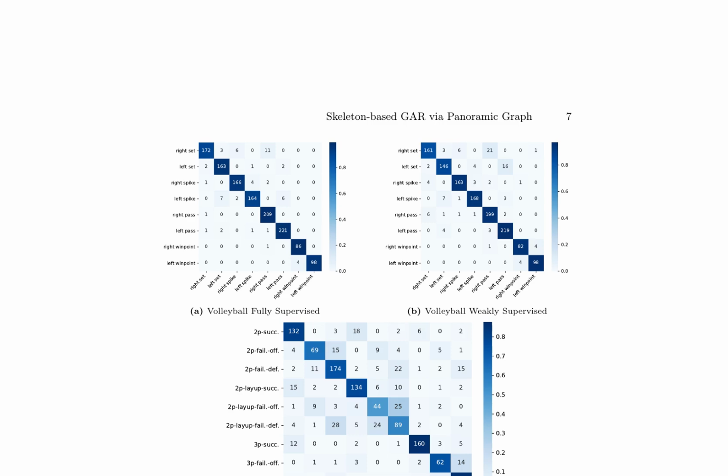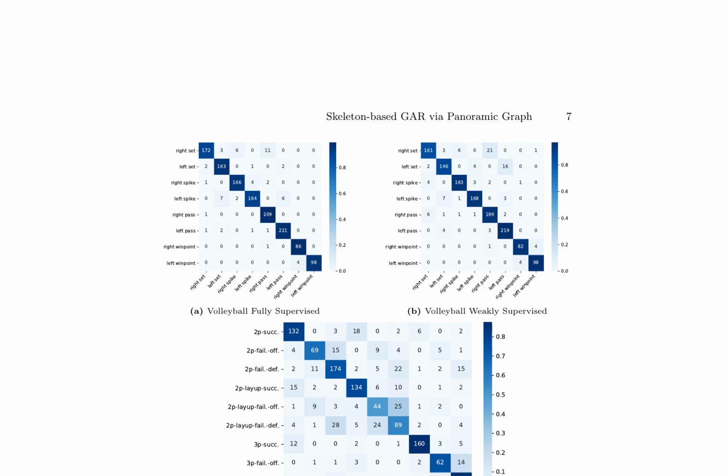The paper discusses a novel approach to group activity recognition, leveraging a panoramic graph structure to model complex interactions between individuals in a group. This method is applied to both fully supervised and weakly supervised datasets, with the latter lacking ground truth detection boxes. The authors present a comprehensive analysis of their results, including confusion matrices and t-SNE visualization for different graph structures.